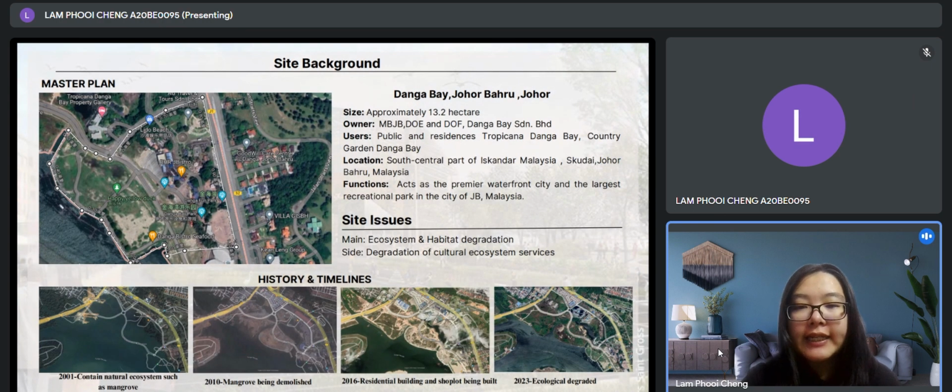The site being selected is at A20BE0095, Johor, approximately 13.2 hectares. Previously, the site was one of the corridors for biodiversity that linked to Kukops and Sungai Buloh, but after land accumulation, the mangrove and bridge were removed, and the site now functions as the recreational park, which also caused the degradation of habitat and cultural ecosystem service.